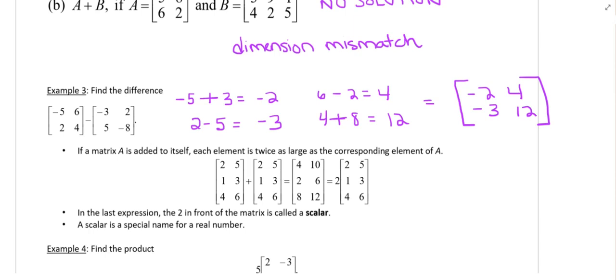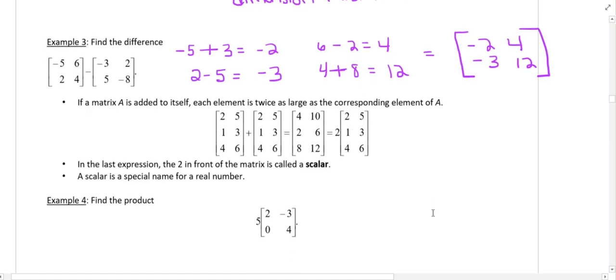All right, now addition and subtraction is a lot easier by hand, but you can also do this in your calculator. So we are going to take a look at that in a minute. If you are adding a matrix to itself, okay, each element is twice as large as the corresponding element. So if I'm adding these two matrices here, 2 plus 2 is 4, 5 plus 5 is 10, and so on. So you could just say that this is 2 times each value in the matrix.